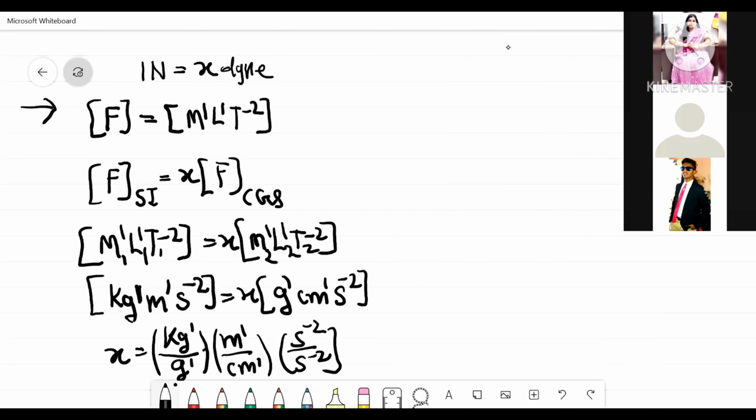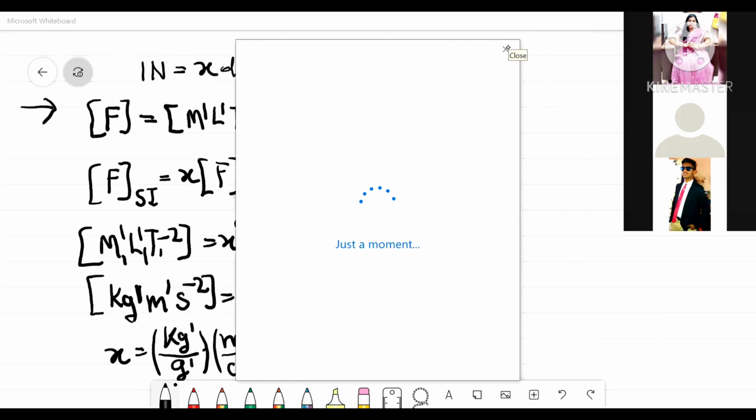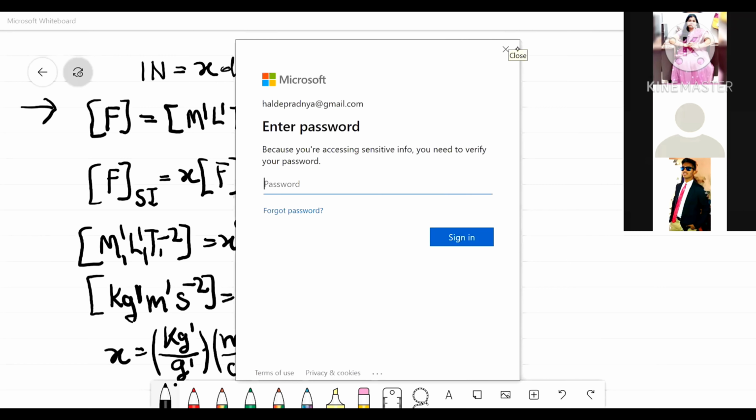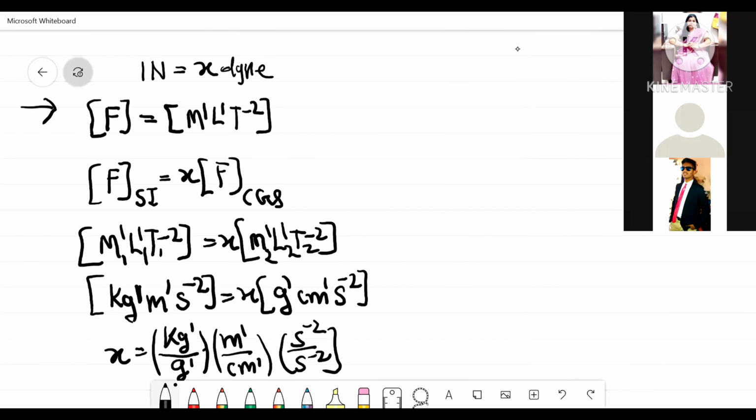Now, the first force physical quantity is given, and to convert the units of the force, 1 Newton is equal to how much dyne. For it, we are writing the dimension of the force. Then instead of 1 Newton, we'll write the dimension of the force in SI system, X, and the dimension of the force in CGS system. For SI system, we'll write M1, L1, T1. For CGS system, we'll write M2, L2, T2. Then as it is the power of the force, we'll write there.